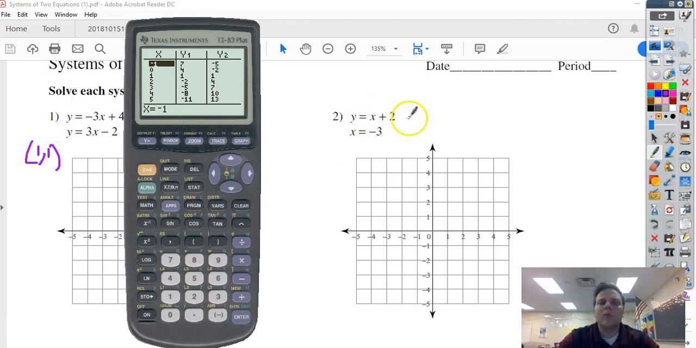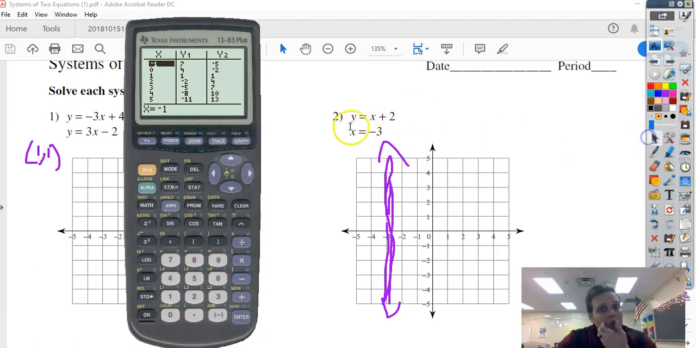Now number 2 is a little bit trickier. This second equation does not have a y equals. What is really happening is you're getting a straight up and down line at x equals negative 3. Again, you don't actually have to graph it. You cannot graph that in a calculator. However, you can be aware that the x value is negative 3.